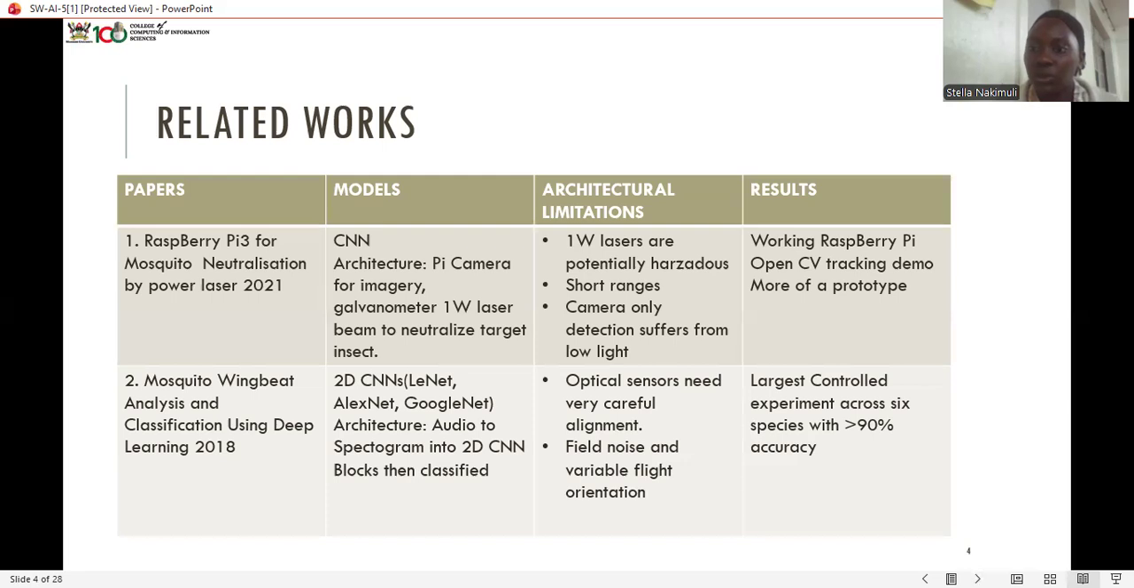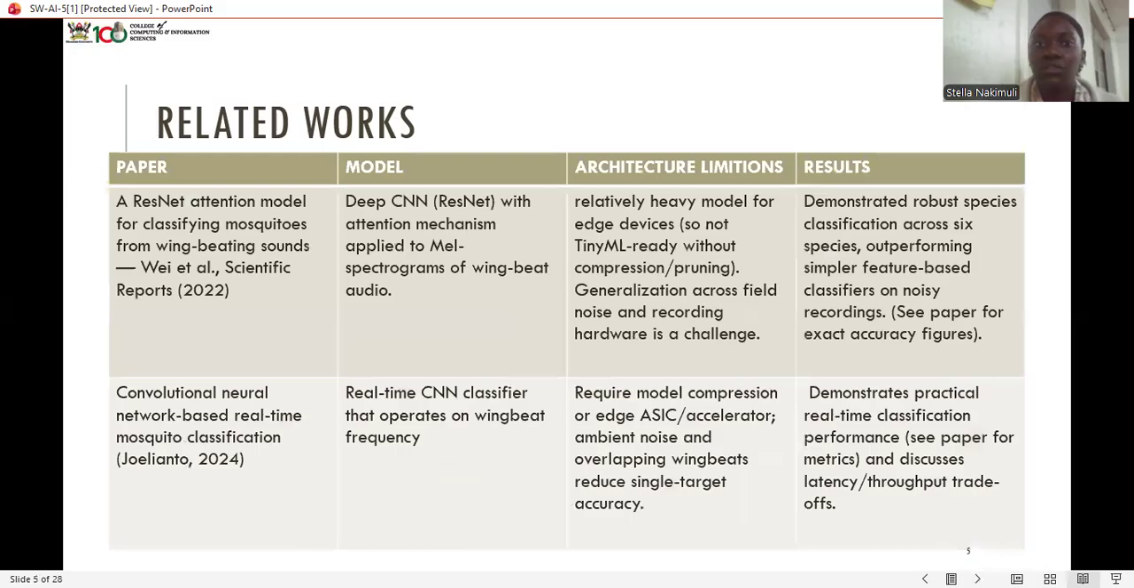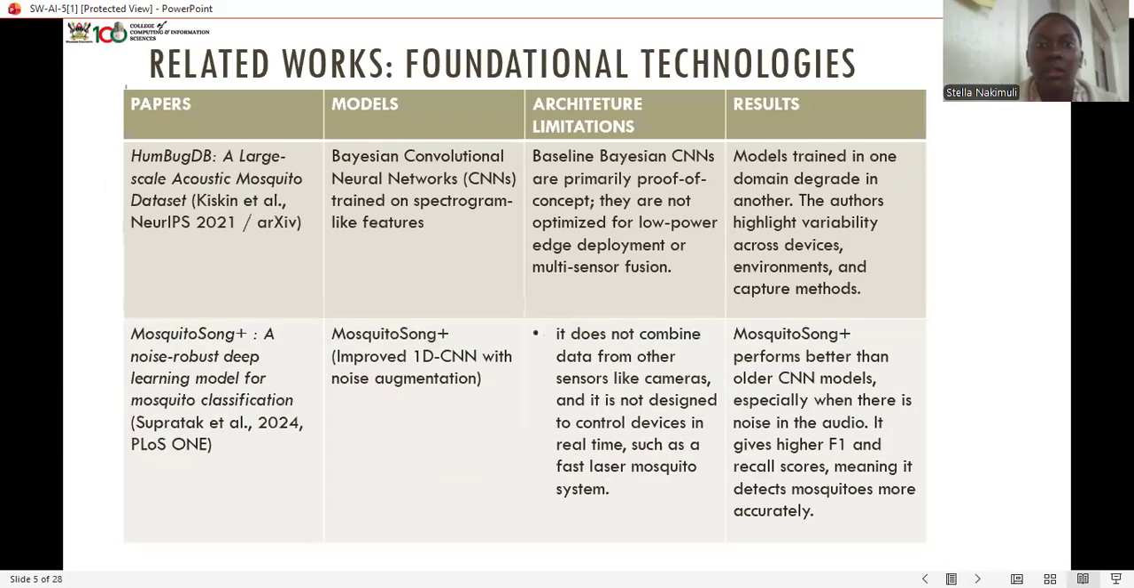So moving on, I have some other papers: convolutional neural networks for real-time mosquito classification. These are also papers: the Sandberg database, a large-scale acoustic mosquito database. And then we also have the last one.